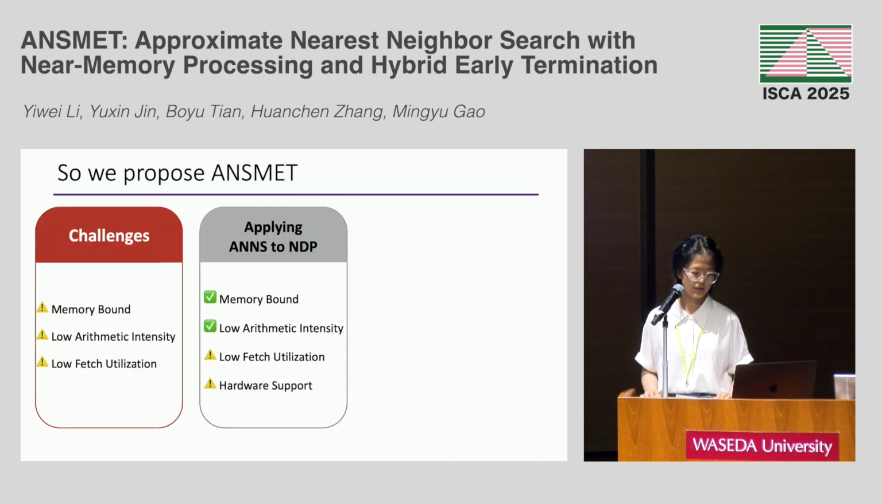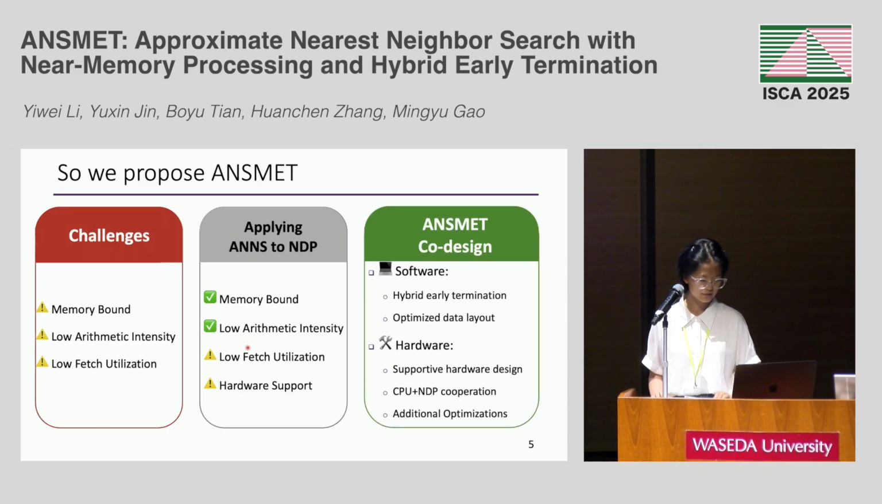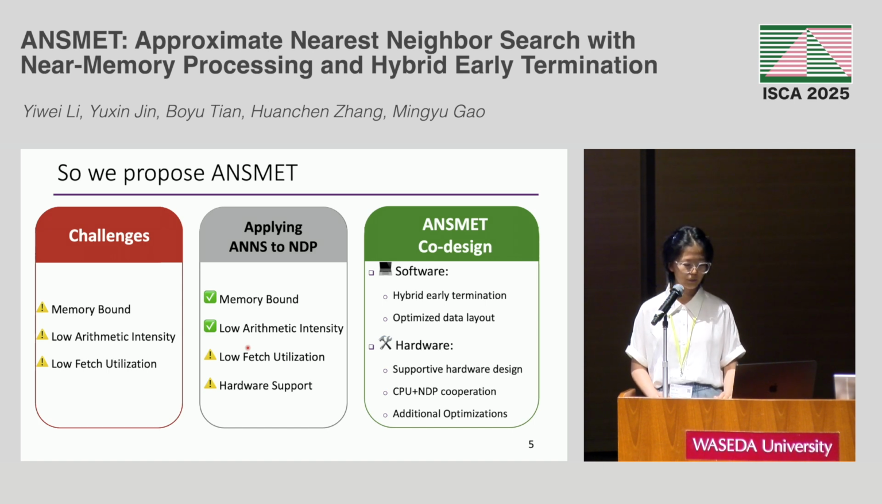Applying ANS to NDP solves the memory-bound problem, and it's also suitable for workloads with low arithmetic intensity. However, the problem of low fetch utilization still remains, and introducing NDP also poses new demands for hardware support. So finally, there's a co-design called ANSMET. At the software level, we propose hybrid early termination to enhance the fetch utilization. And at the hardware level, we design supportive hardware, looking into the CPU and NDP cooperation and adding some other optimizations to keep the workload balanced.